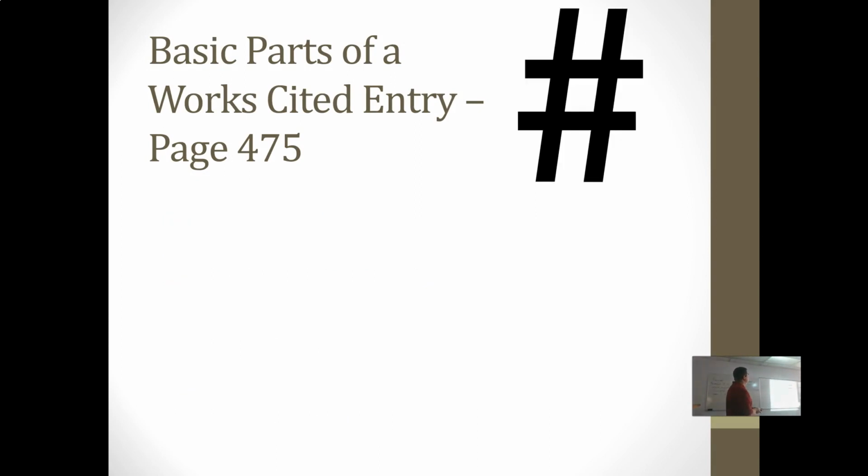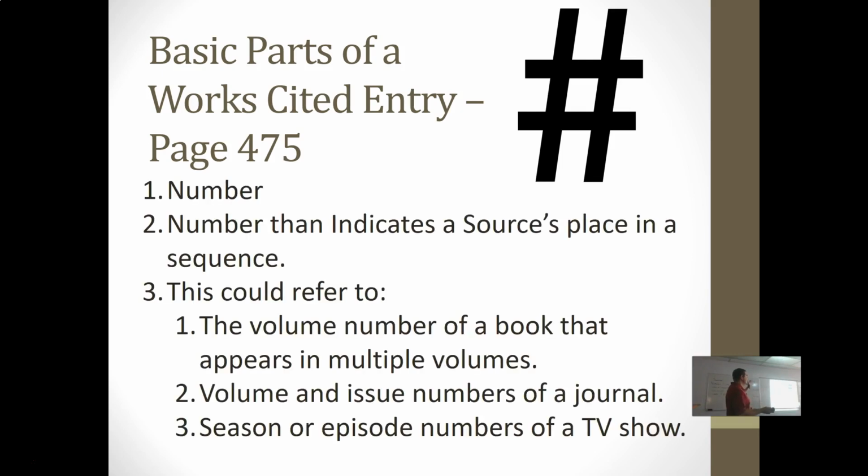All right, basic parts of works cited, the number. So we have other contributors, version, and the number. This indicates a source's place in the sequence. So for example, it could refer to the volume of a book, the issue number of a journal, or the season or episode of a TV show, okay? This will pop up mostly with journal articles and TV shows, okay?